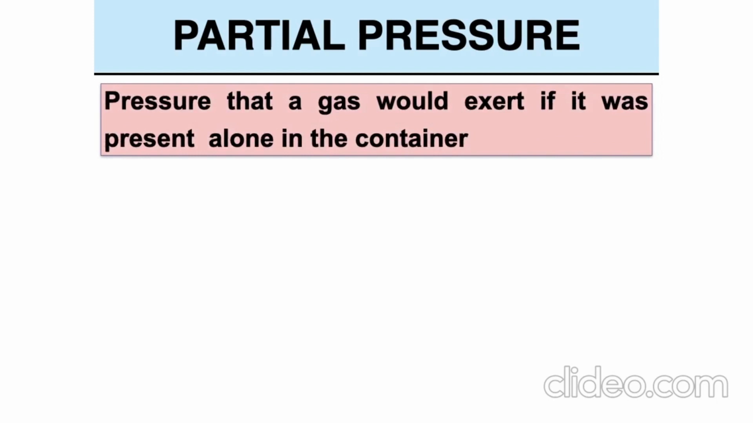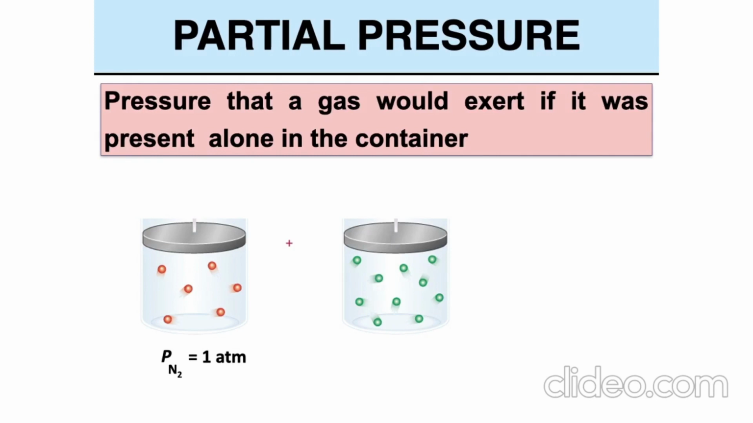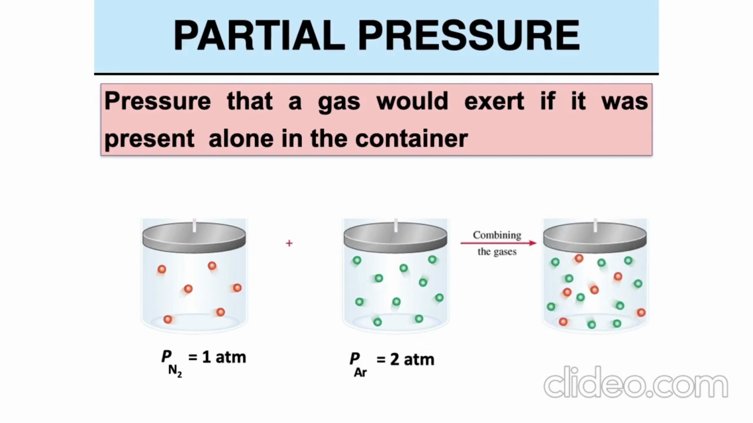Next, partial pressure. It is the pressure that a gas will exert if it was present alone in the container. Let's say we have nitrogen gas in a container with a partial pressure of 1 atm, and another container with argon gas with a partial pressure of 2 atm. Combining these 2 gases in one container, the total pressure is the sum of the partial pressure of nitrogen gas plus the partial pressure of argon gas, that is 3 atm.